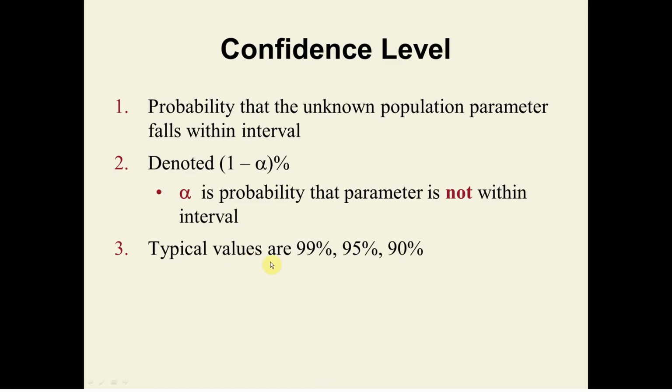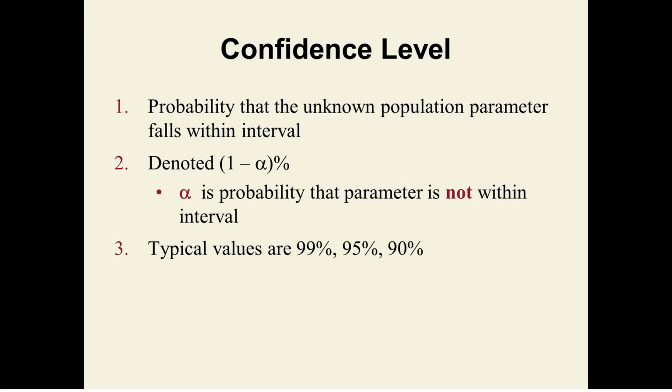Now, typically for confidence levels, we choose 90, 95, and 99, or anything between 90 and 99%. The reason for that is that there's a relationship between how confident we want to be and the size of the interval. The size of the interval tells how accurate it is and how useful it would be. So let's imagine for a moment that we want to be 100% confident. Why is that a bad idea?